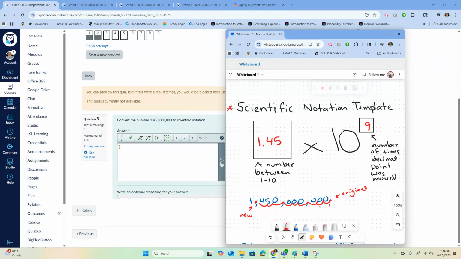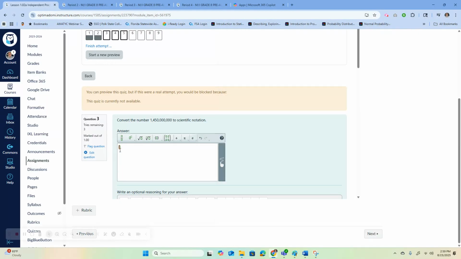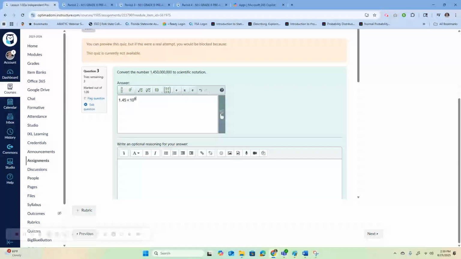Okay, you can count the little arcs here that I did when I started moving the decimal point from the original place to the new place between digits. Okay, and that's what I'm going to write in here, 1.45. And then I'm going to look for the times symbol. Oops, let me erase that. I did one division. Okay. Times, and then I write 10, and then to the power of 9. And that's how you do this problem.